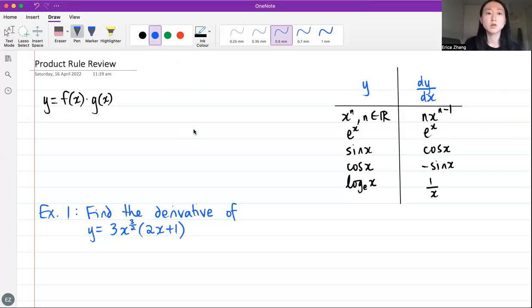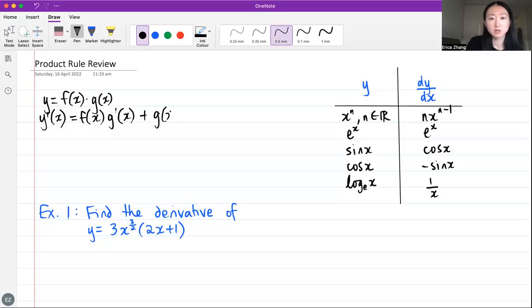Hi everyone. Today I'm going to go over the product rule of differentiation and how to use it. As we can see at the top here, when we have a function that is a product of two functions, f of x and g of x, we write that the derivative of y with respect to x is equal to f of x multiplied by the derivative of g plus g of x multiplied by the derivative of f.